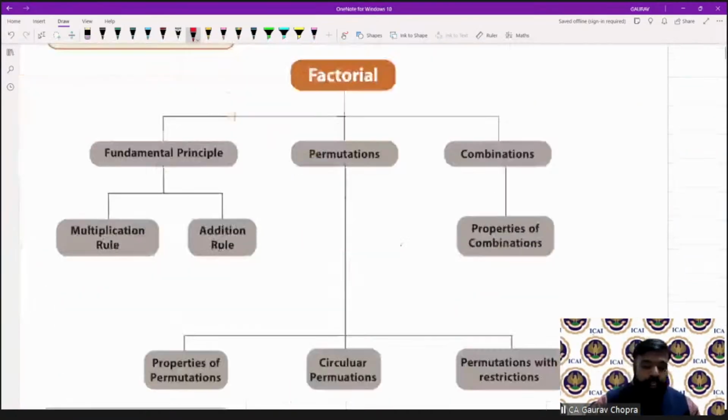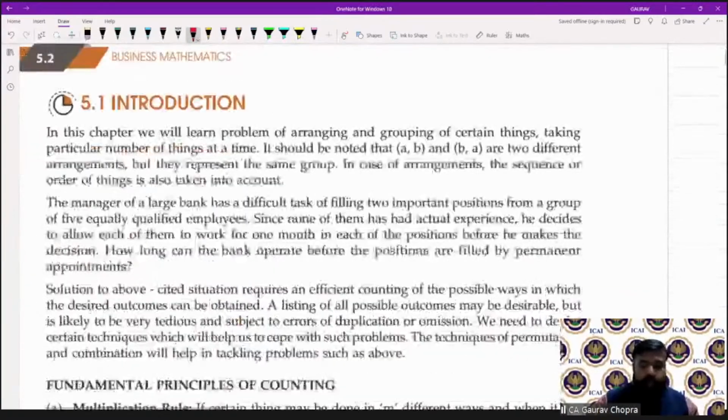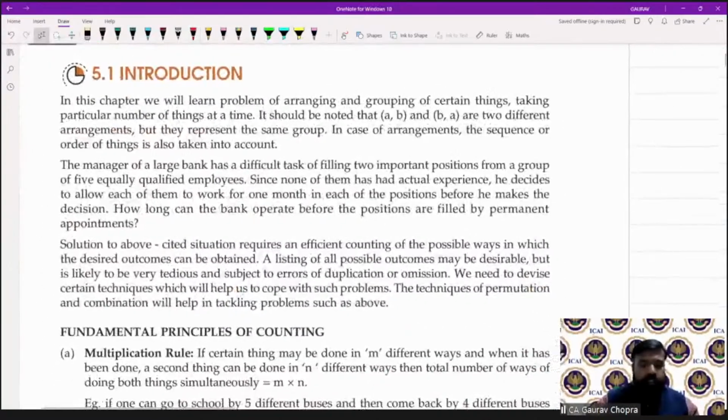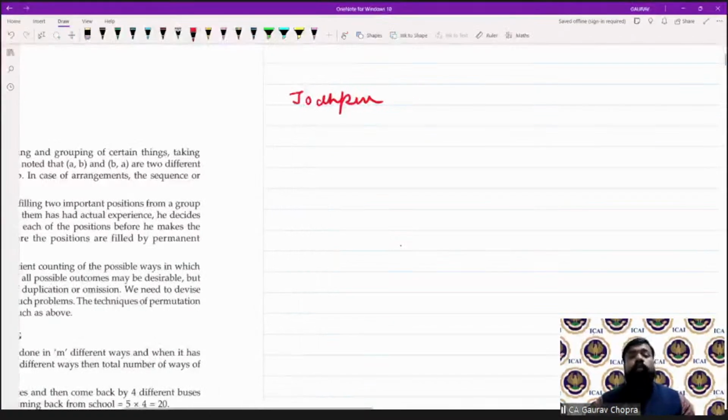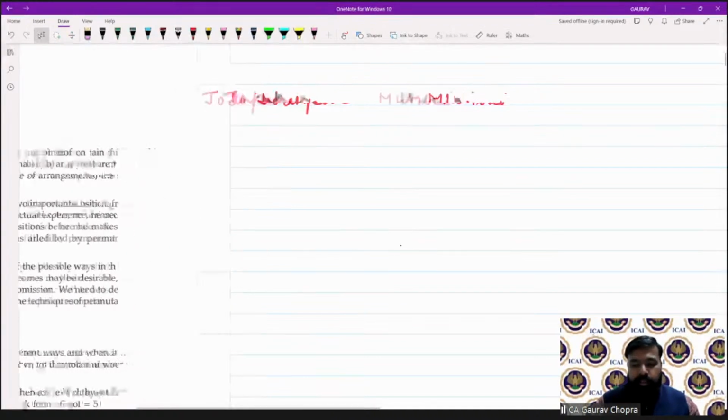Great. So let us begin with the topic. First of all, let us start with a simple example. Let's say you are in Jodhpur, and from Jodhpur, you want to reach Goa, but there are no direct flights available. You have to go via Mumbai and then Goa.